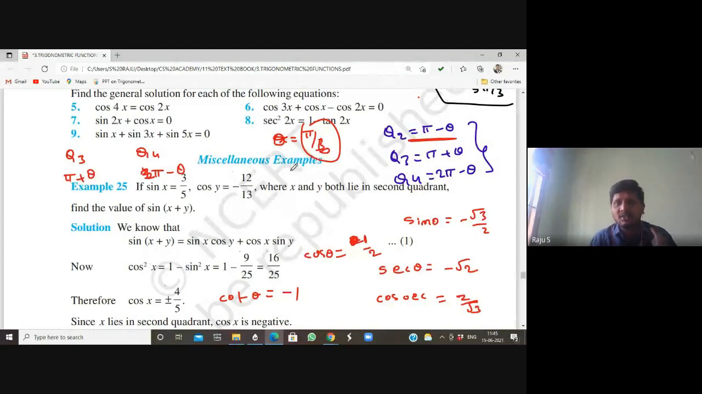Even the general solution clearly depends on the first quadrant value. Same as what I told you for principal solutions, in the same way the general solution also depends on the first quadrant value. It is very easy to write the general solution. Principal solution is also very easy, but compared to this the general solution is again easy. Just remember 3 formulas, that's all.